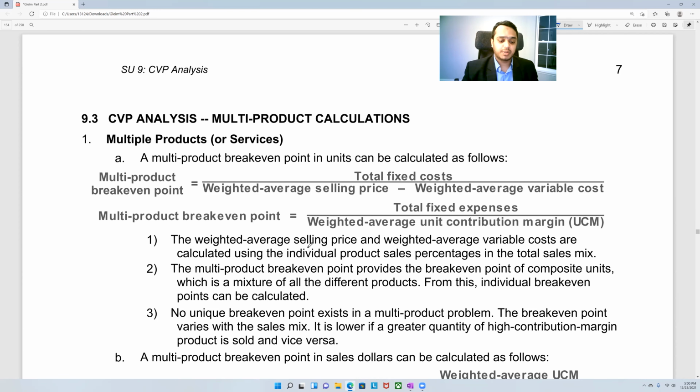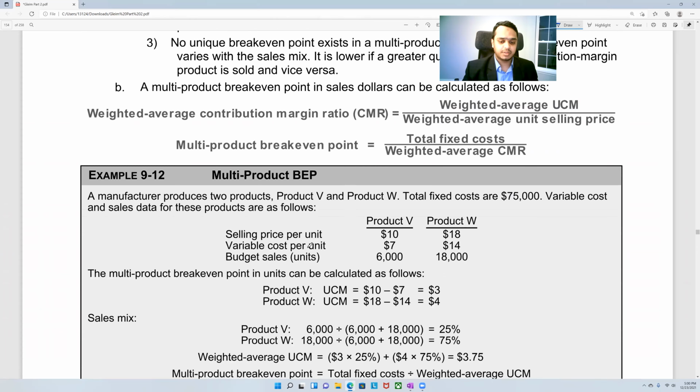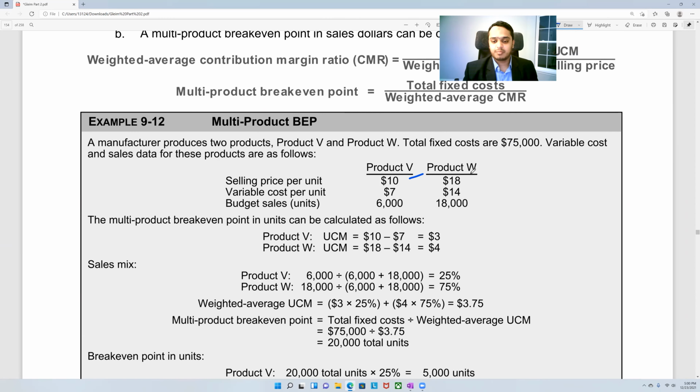For that, we'll do this particular example, which is there in front of us. We have product V, we have product W. The sales price of this is this, the sales price of this is that, and then what you need to do is take out the contribution margin of the two. Now, when you have the contribution margin of the two, you see this is 6,000 units, this is 18,000 units to be sold.